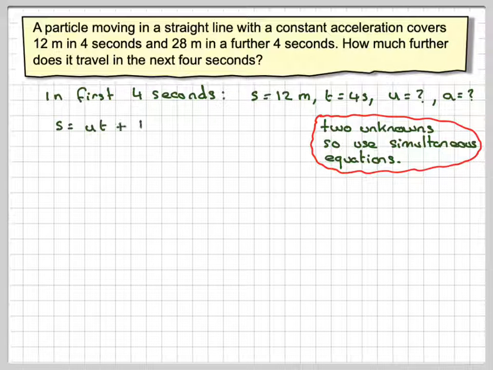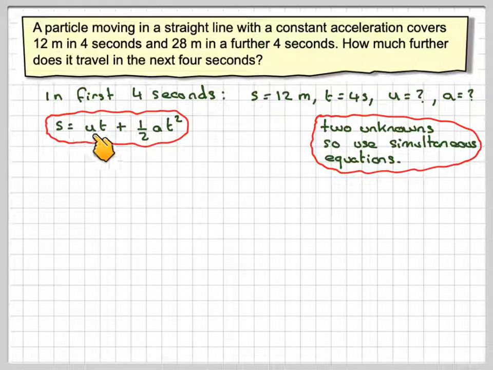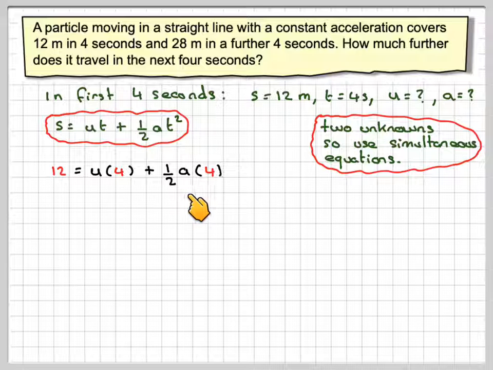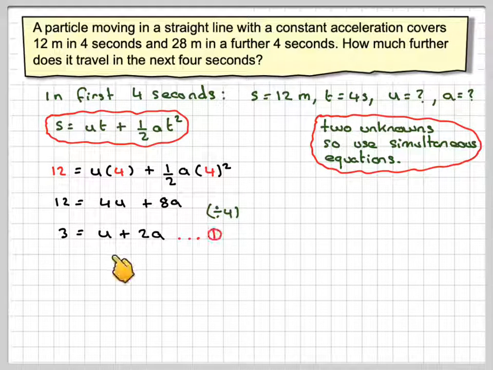So let's set up an equation for the first 4 seconds using s is equal to ut plus a half at squared. Substituting in the information, we've got that 12 is equal to u times 4 plus a half times a times 4 squared. So we get 12 is equal to 4u. 4 squared is 16, divided by 2 makes it 8a. We can divide through by 4. So we're going to have 3 is equal to u plus 2a. We'll call that equation 1.